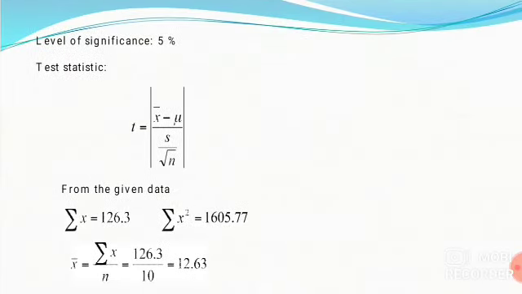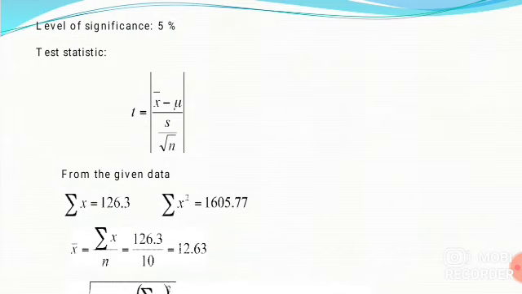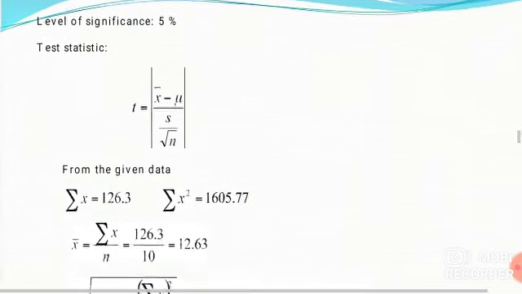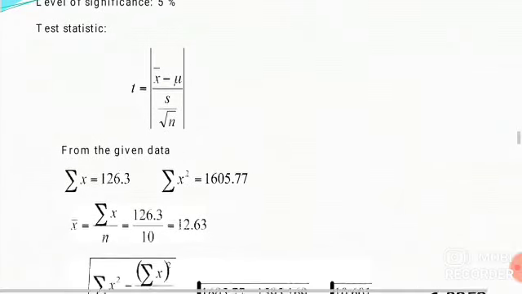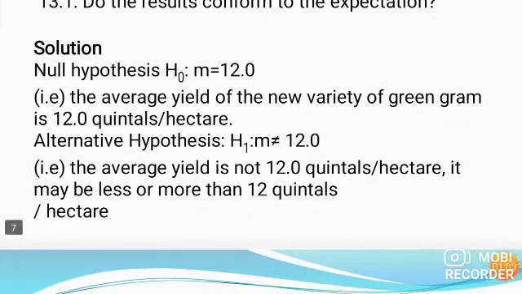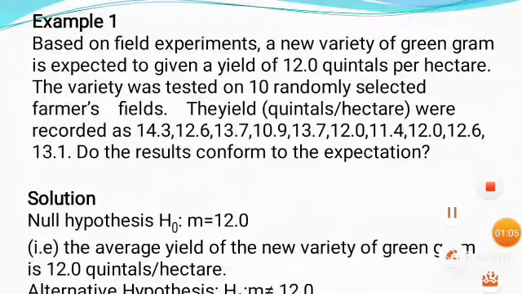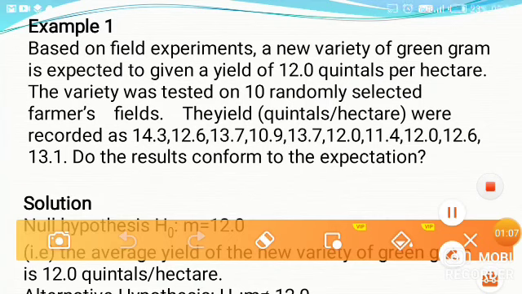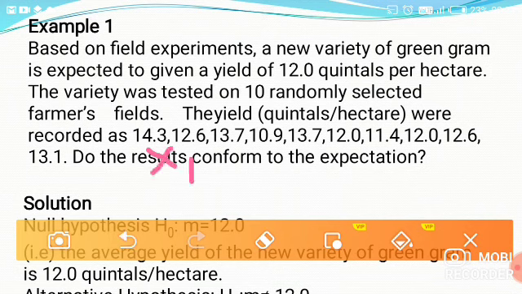Now the level of significance is 5%, and the test statistic we use is t equal to x bar minus mu divided by s upon under root n. Dear student, in this data we say that 14.3 is x1, this is x2, up to xn.